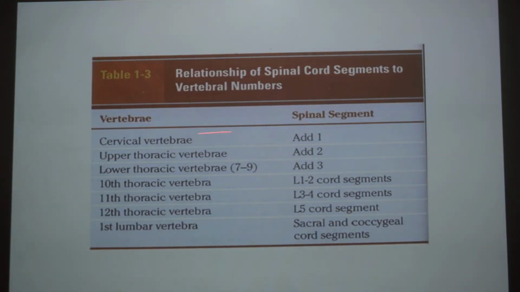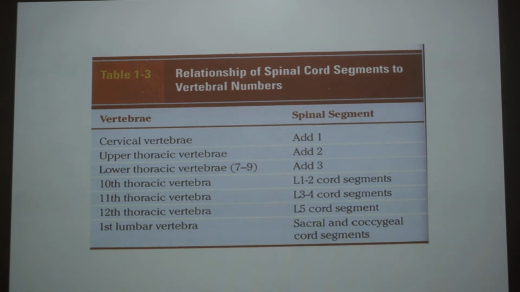So there is a simple formula here. For all cervical vertebra, you add 1. So if you have C7, you would be thinking C8. If it is C6, you are thinking C7 spinal segment.